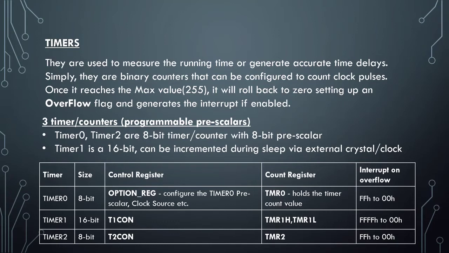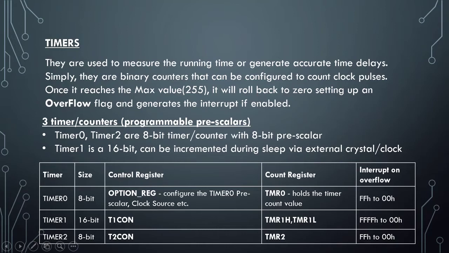In the microcontroller, the PIC16F877A, we have 3 timers. Timer 0 and timer 2 are 8-bit timers, which can also be used as counters, and they have the 8-bit prescaler. Timer 1 is 16-bit and can be incremented during sleep via an external crystal clock. The following is a summary of some of the timers. As we can see, timer 0 and timer 2 are 8-bit, while timer 1 is 16-bit.